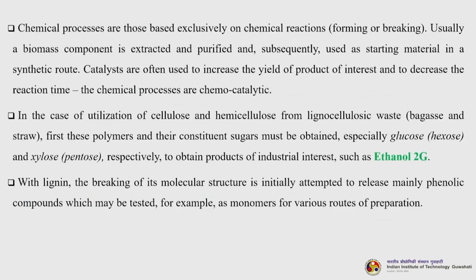So, chemical processes are those based exclusively on chemical reactions, forming or breaking bonds. Usually a biomass component is extracted and purified and subsequently used as starting material in a synthetic route. Catalysts are often used to increase the yield of the product of interest and to decrease the reaction time. The chemical processes are chemocatalytic. In the case of utilization of cellulose and hemicellulose from lignocellulosic waste, especially bagasse and straw, first these polymers and their constituent sugars must be obtained, especially glucose or hexose and xylose or pentose, respectively, to obtain products of industrial interest such as 2G ethanol.